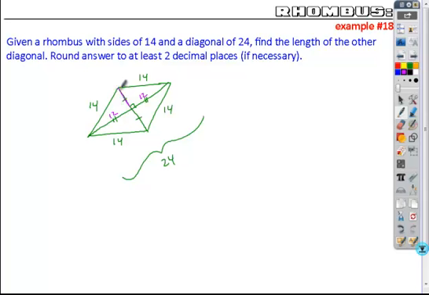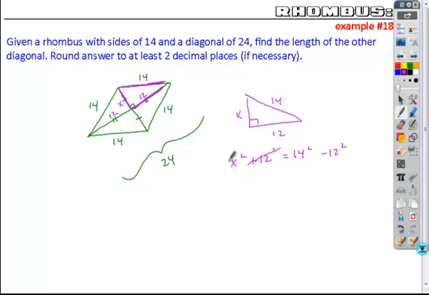And what that allows me to do now is find the length of the other diagonal. I'll call this portion of it x. And because I have this right triangle, I'm missing one leg out of this right triangle. So if I were to just sketch this off on the side, x, 12, and hypotenuse of 14, I can use Pythagorean theorem to solve this. x squared plus 12 squared equals 14 squared.